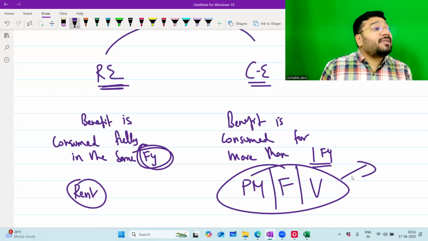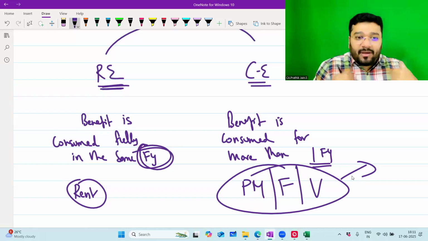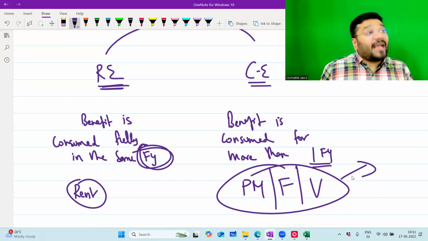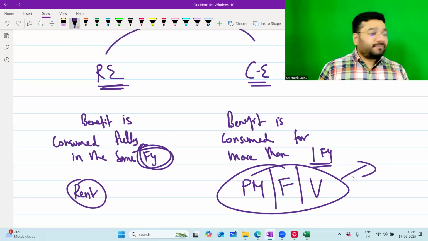Now, when we said this to the business enterprise, what reason does the business enterprise have to say no to us? If you are a business enterprise, I'm giving a logical reason. You tell me why I should allow you to record the entire 25 lakh in the first year itself. You give me a strong reason. Tell me.